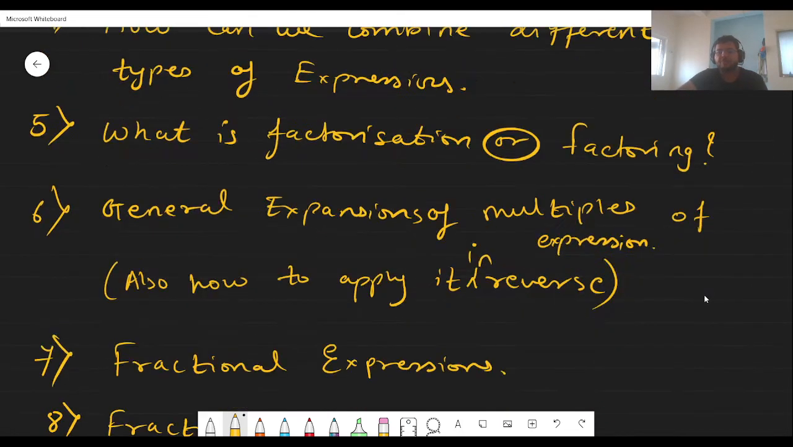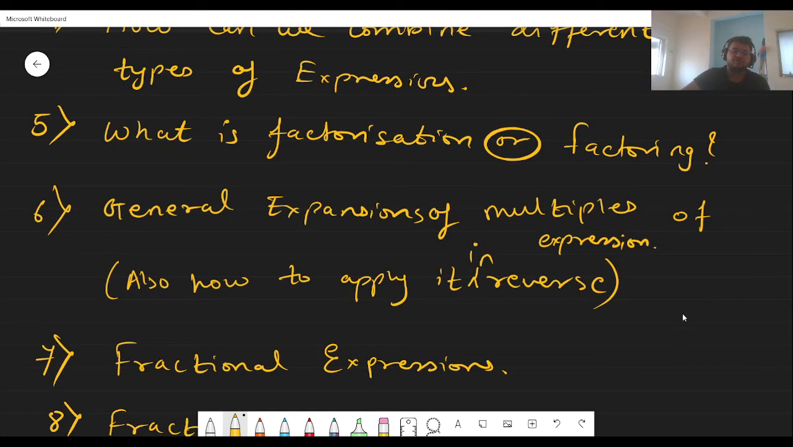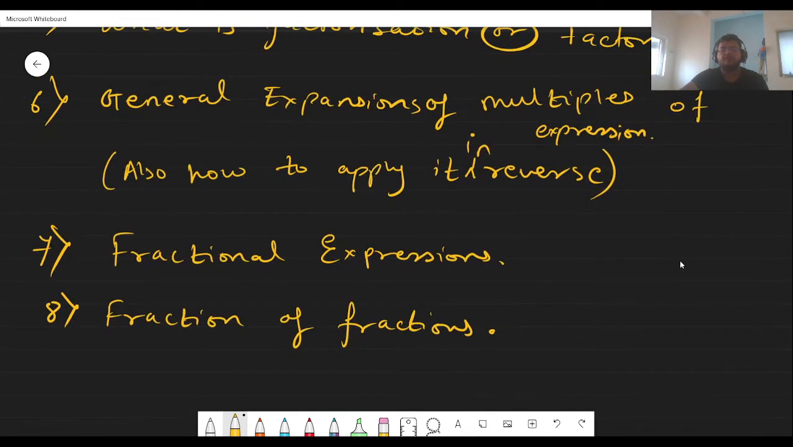General expressions of multiples of expression means there are few general expressions, and there are expansions like whole square, whole cube, and all that, and how to apply it in your regular solving. Fractional expressions and fraction of fractions.